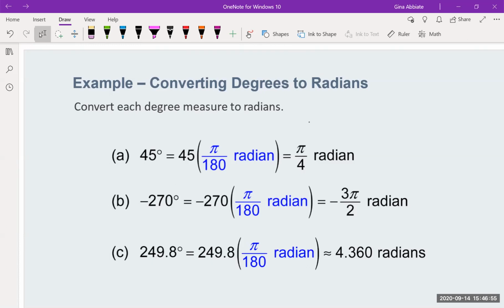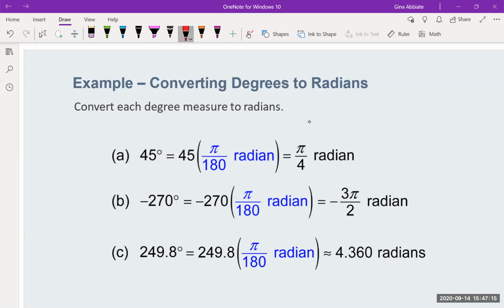Radian measurement will oftentimes have pi symbols in them, like these first 2 examples do. But they don't have to. They can be a decimal number like that. And I'll talk about that in a second. For example A, we're converting 45 degrees into radians.